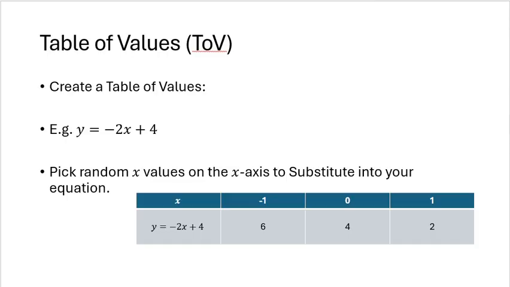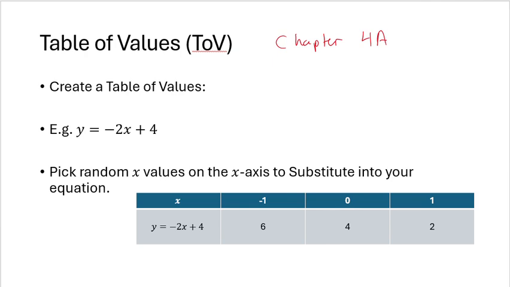So the first one is a table of values. This comes from chapter 4a here. Just making a table of values is pretty simple in itself. You're given a question, which is your formula right here, y equals negative 2x plus 4. All you need to do is select a couple of random x values that you have selected, and you just substitute it into your equation.